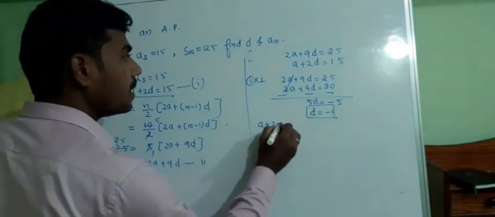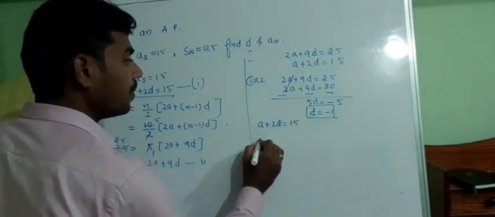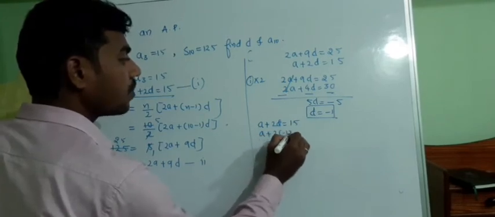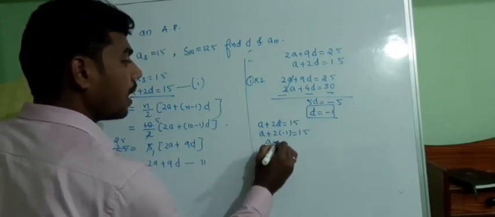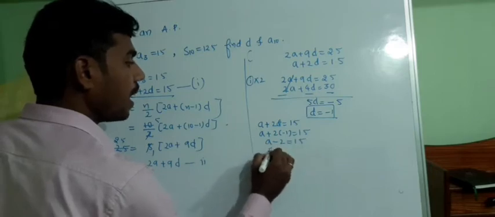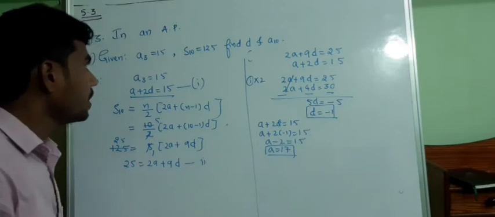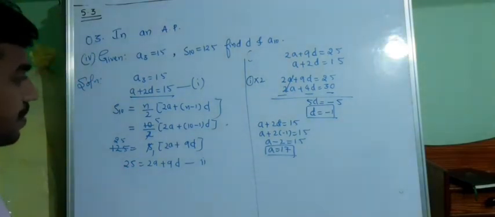A plus 2D is equal to 15. A plus 2 into minus 1 is equal to 15. A minus 2 is equal to 15. A is equal to 17. That is the first term.